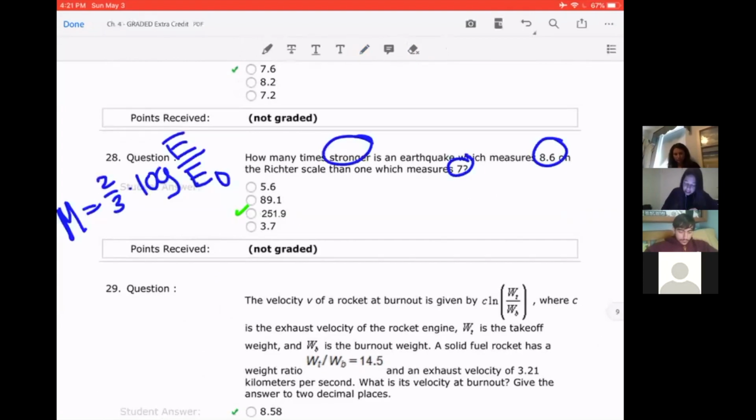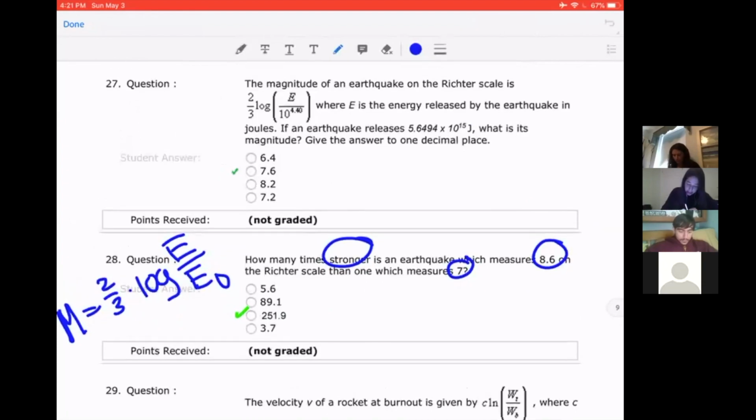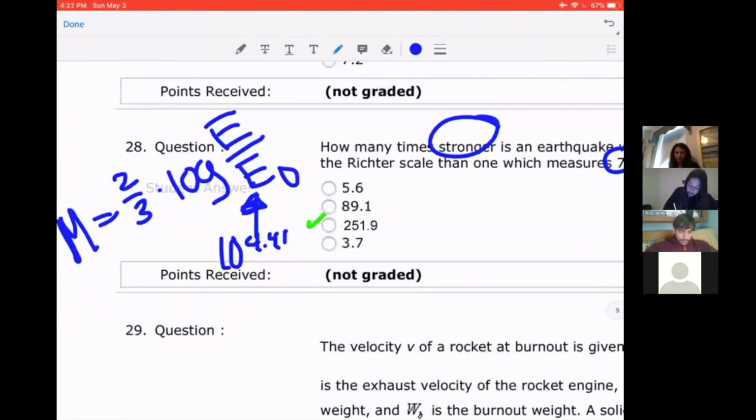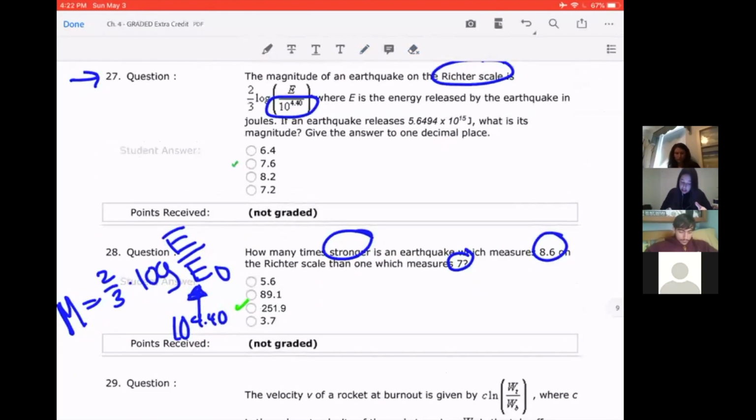And so just like our I sub 0, all right, I'm gonna show you guys here in 27 because they match up. Just how I sub 0 for decibel levels always has a default number, E sub 0 on the Richter scale is always 10 to the 440, okay? Every single time. So again, just make sure you guys are aware of that, because some problems will show you, like they're in problem 27, but some problems won't, all right? So just make sure that you're aware of that. E sub 0 is always 10 to the 440.